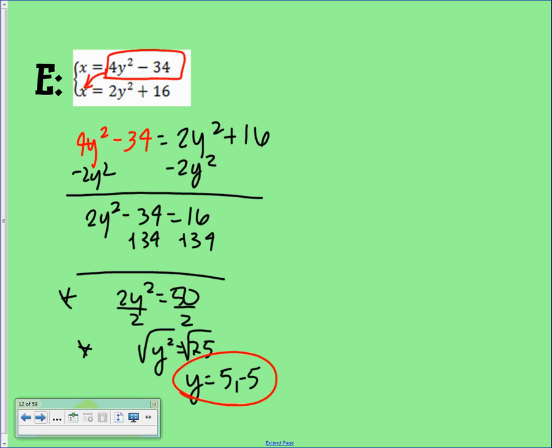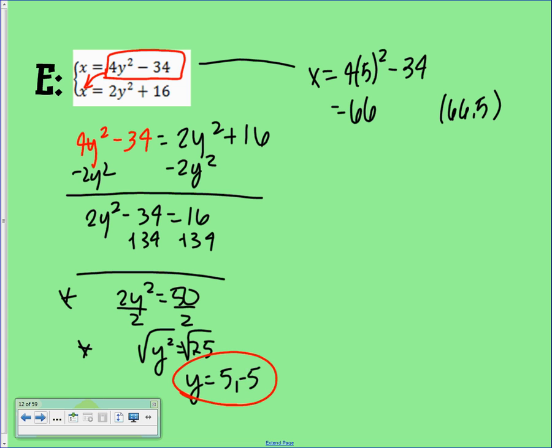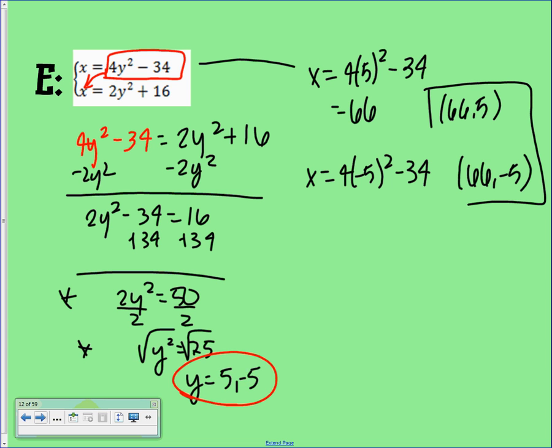Okay, so if I pick either example, I'll just go ahead and grab that first one. x equals 4 times y, 5 squared, minus 34. If I go ahead and plug that in, I should get 66. Now I also need to plug in negative 5. Okay, so one ordered pair is going to give me, oops, I wrote that backwards, x and then y, so 66 comma 5. Okay, or x could equal 4 times negative 5 squared minus 34. And that's also going to give me a positive 66 because a negative 5 squared is also positive.